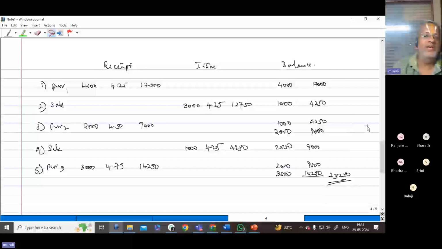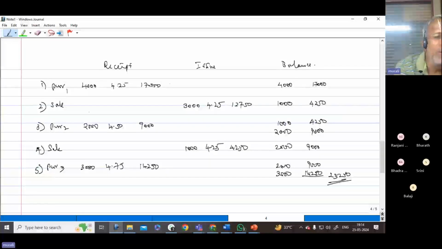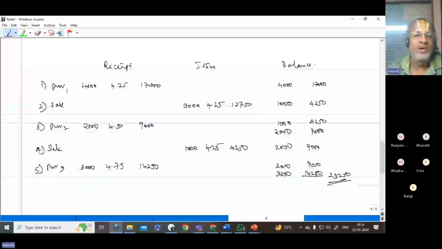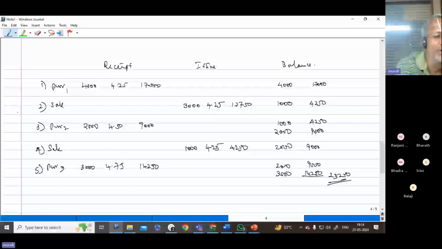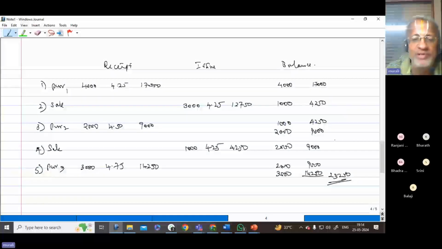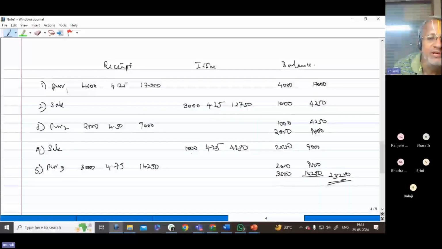So this is the way it is going to happen. When the sale is made, there was only one batch. FIFO and LIFO are going to be the same when you have only one type of inventory. So this is going to be the same, and my purchases will also be the same. But when the sale of 1,000 is taking place, here I will not make it out at 4.25.